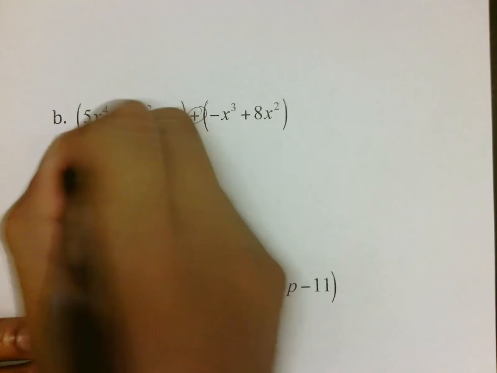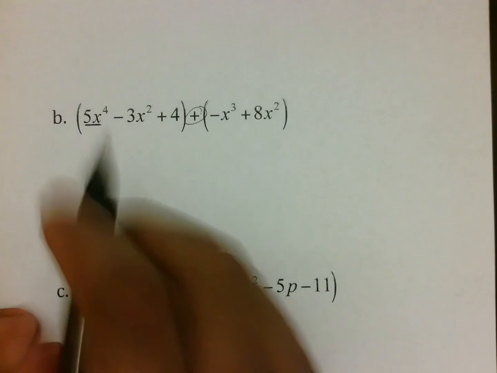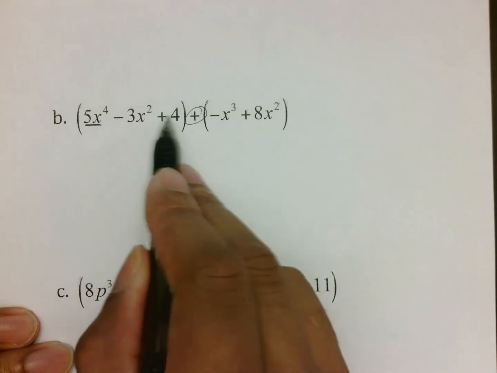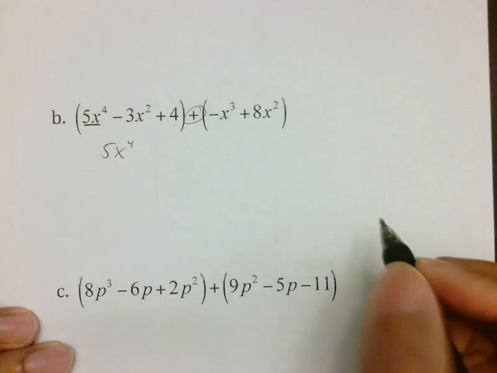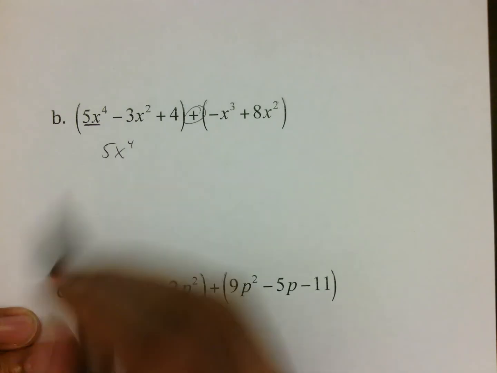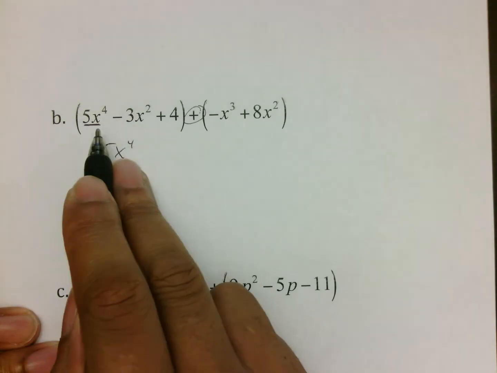What I do is I look for the highest power, x to the fourth, and I ask myself, are there any more x to the fourth that can be put together? No, there are not. And so I bring down 5x to the fourth. Next number for 4 is 3, or from 4 is 3.